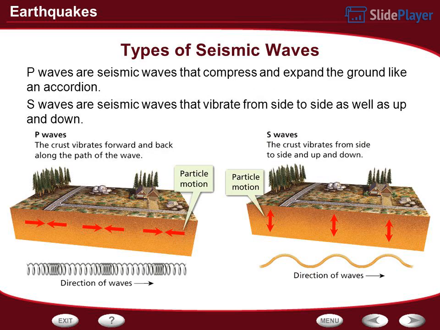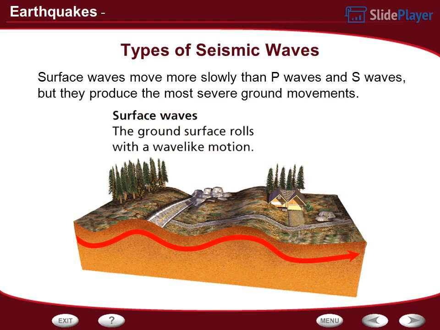Types of seismic waves. P waves are seismic waves that compress and expand the ground like an accordion. S waves are seismic waves that vibrate from side to side as well as up and down. Surface waves move more slowly than P waves and S waves, but they produce the most severe ground movements.